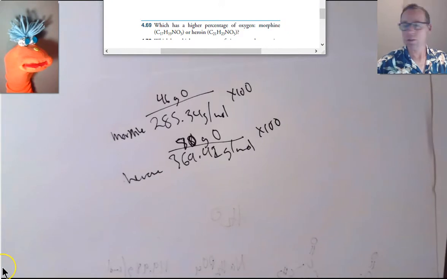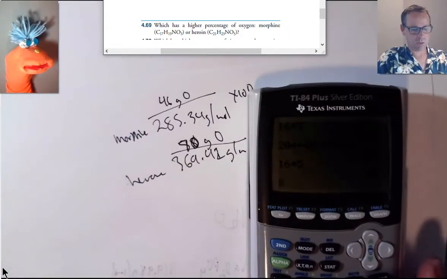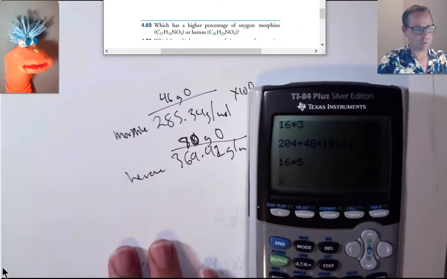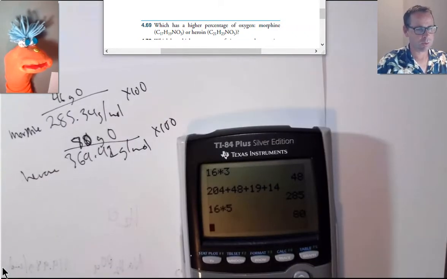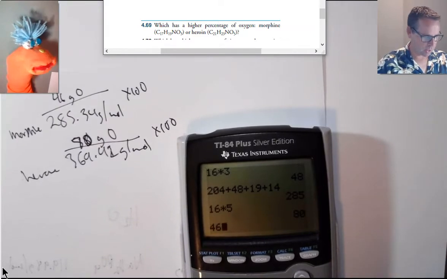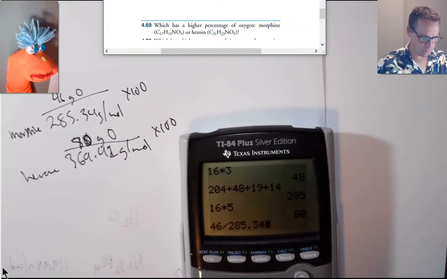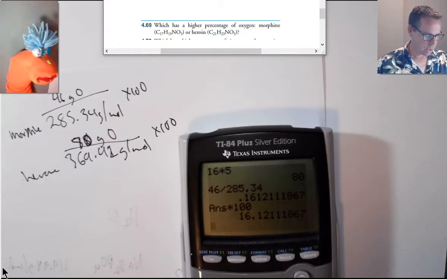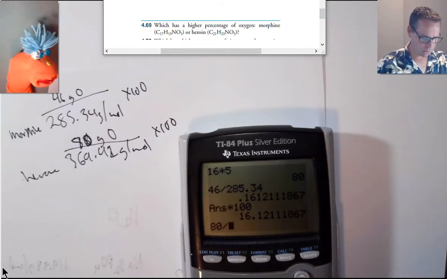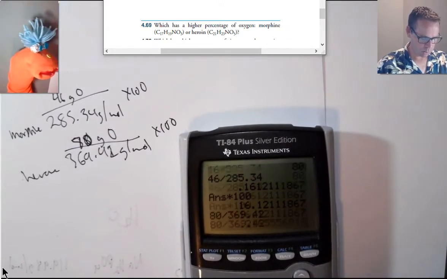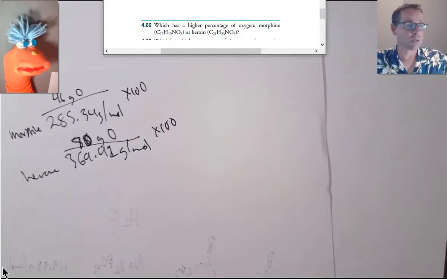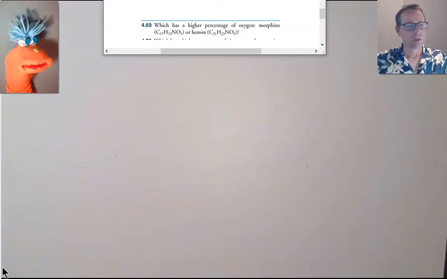All right. So then, let's see which one has the most here. Let's get a little light on here for our calculator a little bit. Scoot this over a little bit. There we go. So we got 46 divided by our 285.34. That is 16% oxygen. Whereas the heroin, 80 divided by the 369.42 times 100. So you were right. The 5 there did make the difference. So the heroin has a higher concentration of oxygen. Okay, good job.